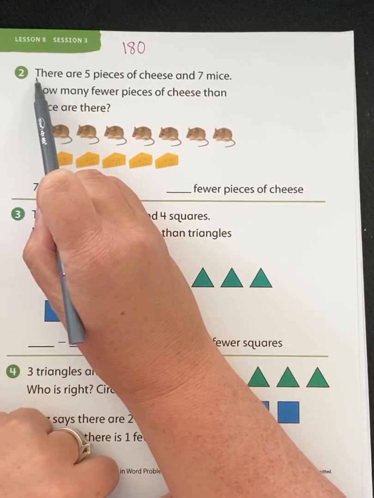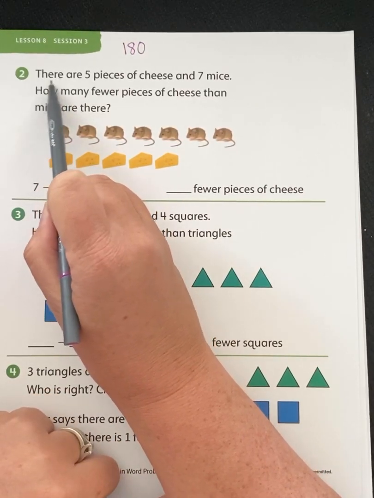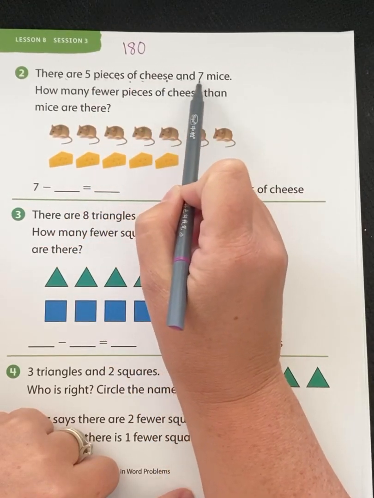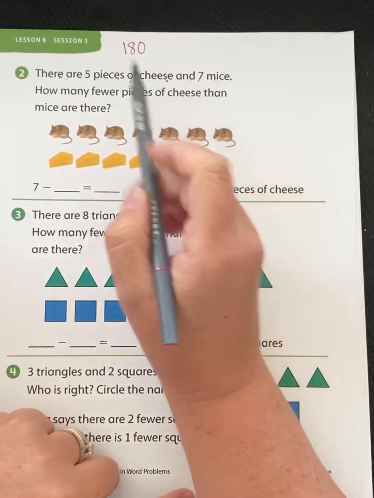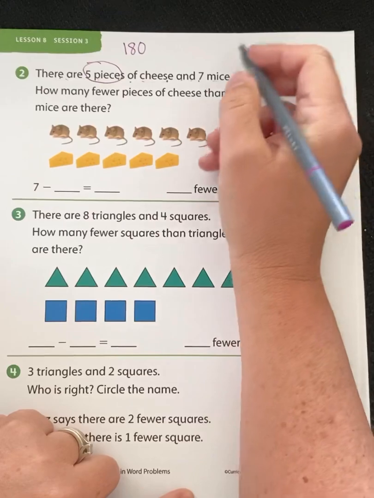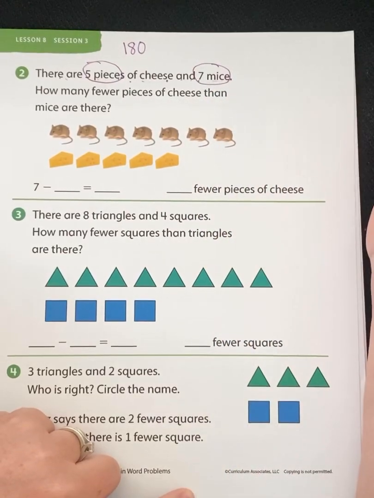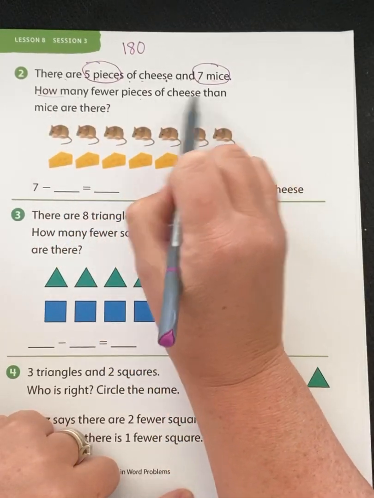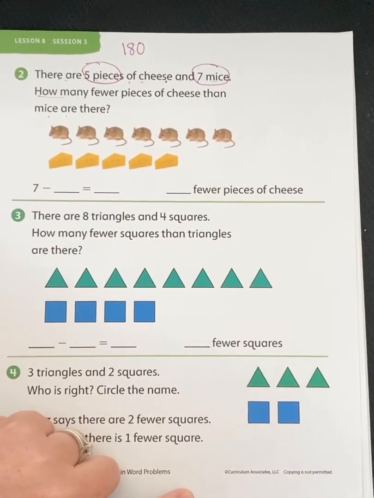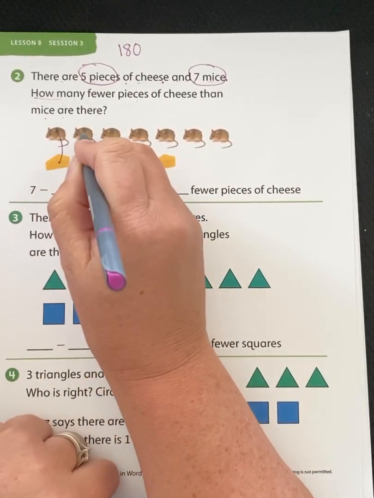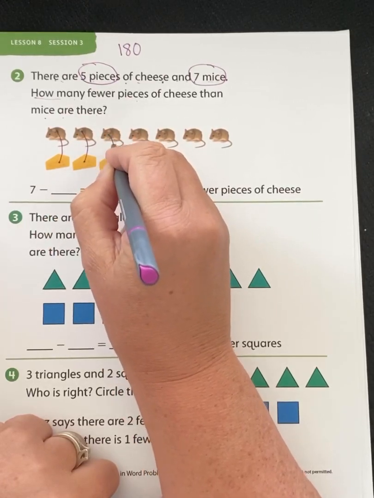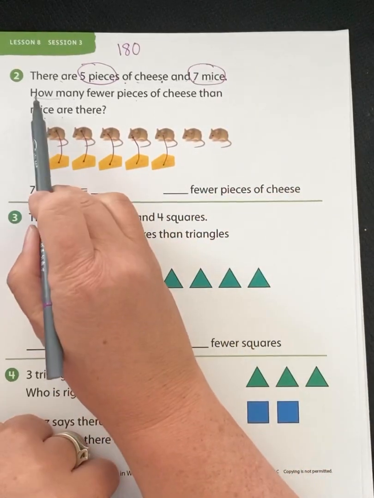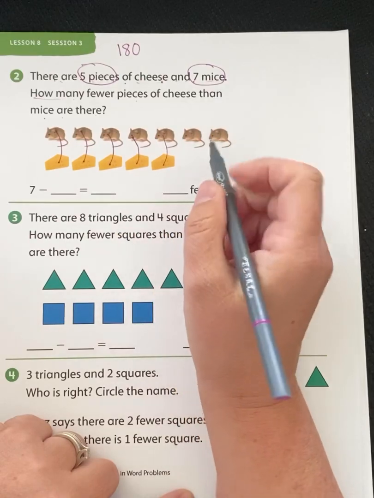Put your finger under the word there. Here we go. There are 5 pieces of cheese and 7 mice. So we're going to compare the 5 pieces of cheese and the 7 mice. How many fewer pieces of cheese than mice are there? Let's compare them. Mouse, cheese, mouse, cheese, mouse, cheese, mouse, cheese, mouse, cheese. How many fewer pieces of cheese are there?